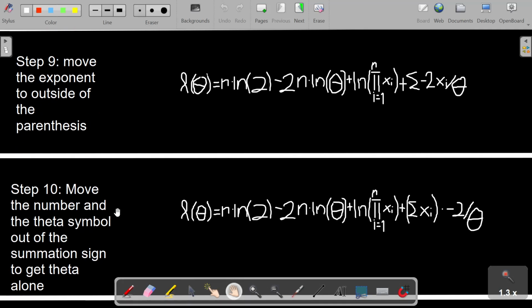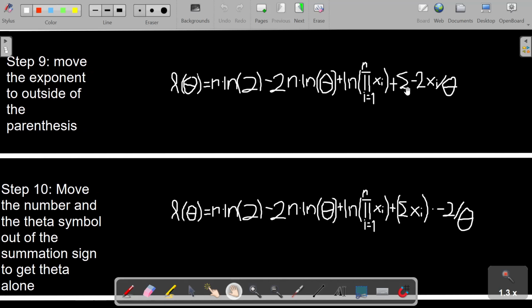Step 10, move the numbers and the theta symbol out to the summation sign to get theta alone. So here we have the summation sign, and we have minus 2xi divided by theta, and here we have gotten summation sign xi and then minus 2 divided by theta alone. And when it comes to maximum likelihood, you always want to get this alone, because this will make it a lot easier to solve the equation. So remember to keep this in place.